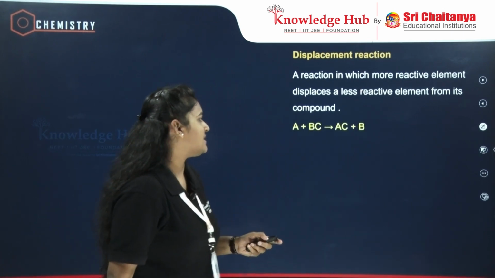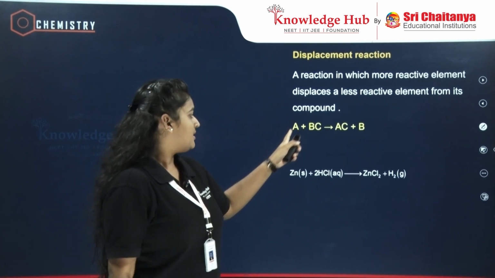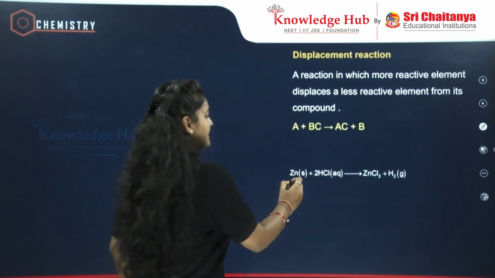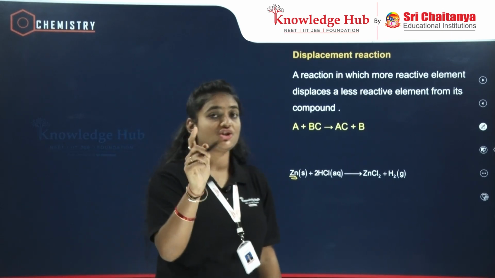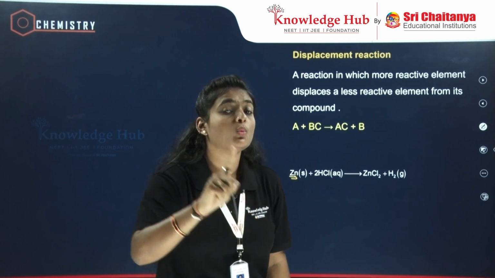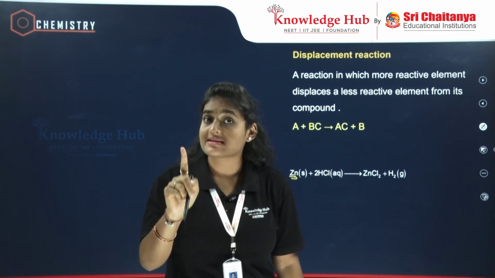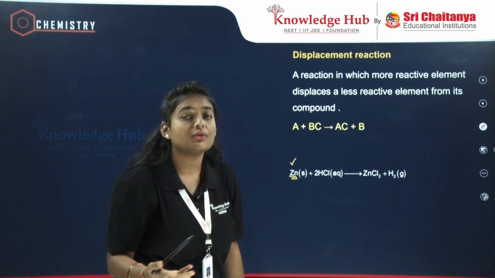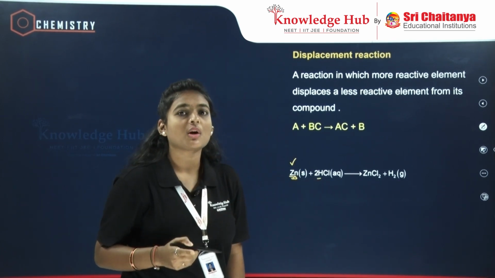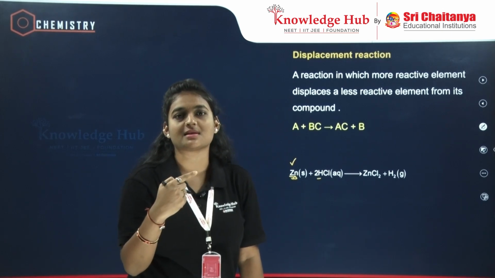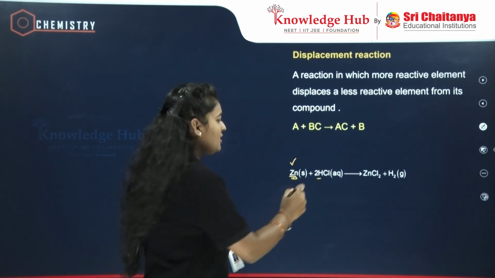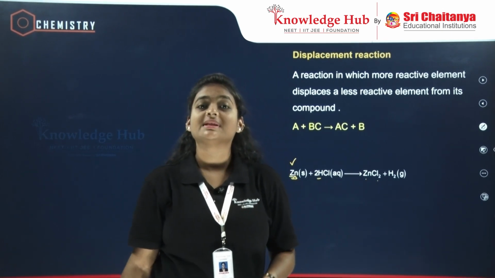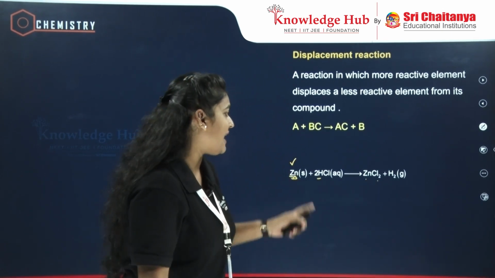You can look at the examples. So here, zinc is reacting with HCl. Zinc, as I told you in the definition, more reactive metal will be displacing less reactive. So zinc is more reactive or more powerful than hydrogen. So what will it do? It will tell hydrogen, just move away from my place. So zinc will come and sit here. So what will happen? ZnCl2 plus H2. This is an example of displacement reaction.